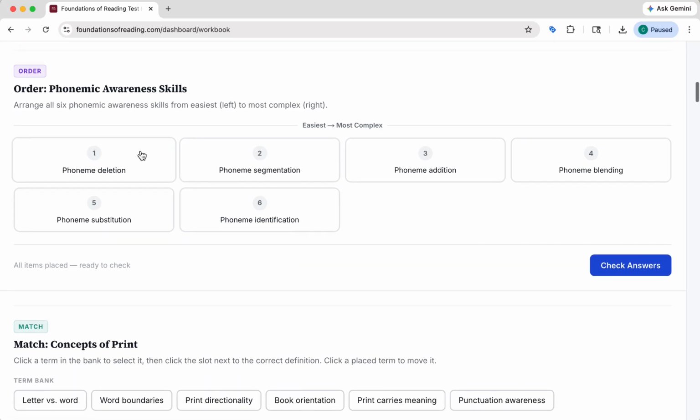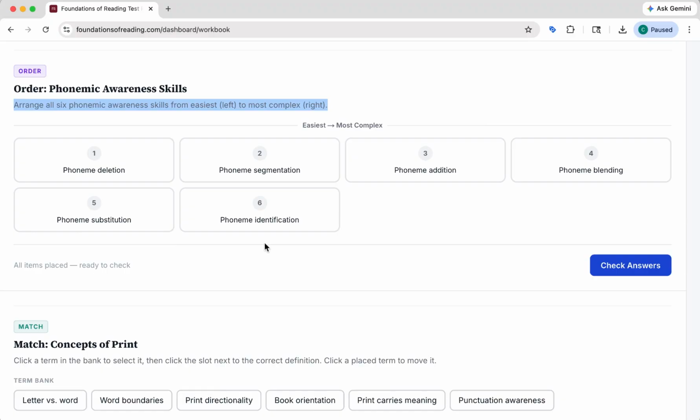Great. Now let's move on to ordering phonemic awareness skills, and we are asked to arrange all 6 phonemic awareness skills from easiest to most complex. So once again, just like we did for phonological awareness, your exam will check that you can do the same with phonemic awareness. So phoneme deletion, segmentation, addition, blending, substitution, and identification. All right, if you're watching this, make sure that you pause the video. You ask yourself, what goes first, second, third, fourth, fifth, and sixth? And did you get it correct?